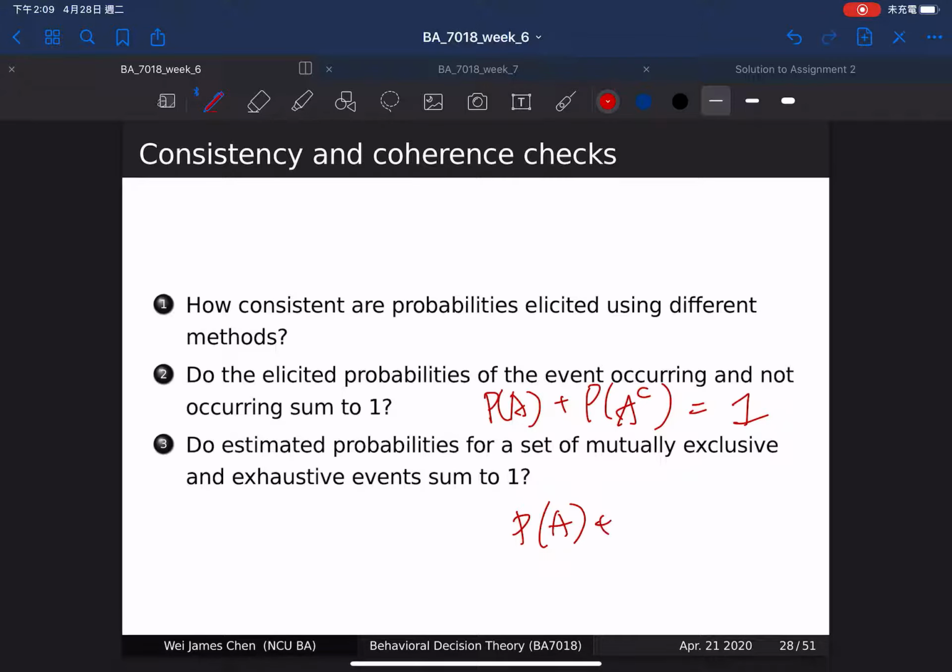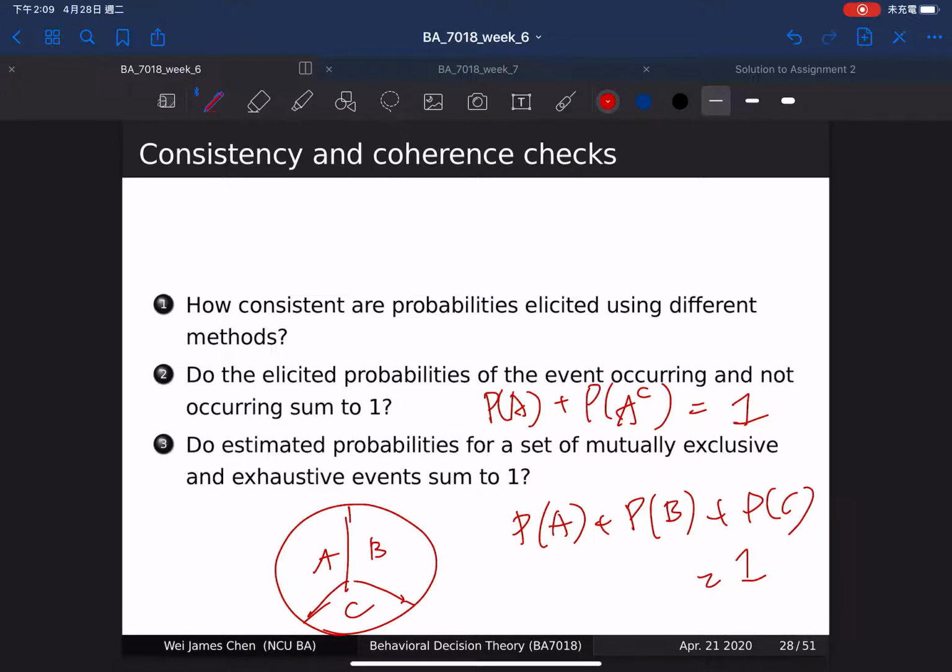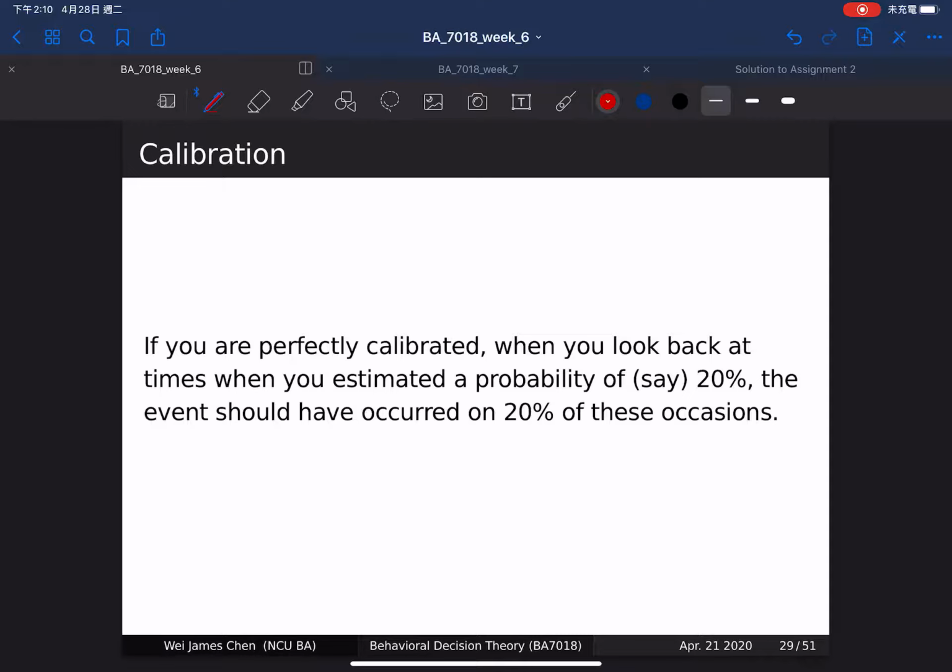So for example, if you're rolling a dice, there are only 6 different possibilities, right? Or if you're talking about the company or stock market, a stock index is either going up or down or staying constant. There are only 3 possibilities. So all three possibilities need to add up to 1. So you check for this kind of consistency and coherence to make sure that your assessment is not too far away.